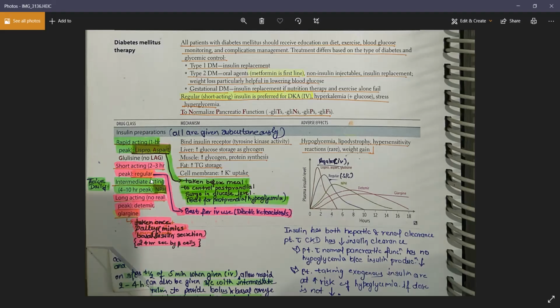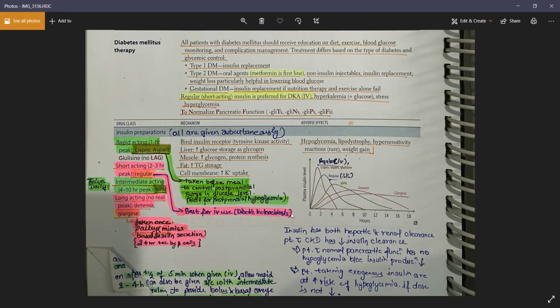Second ones are the short acting ones, which have a peak at around 2 to 3 hours, and it is the regular insulin. You use this regular insulin for diabetic ketoacidosis. Very important. The regular ones are used for diabetic ketoacidosis.